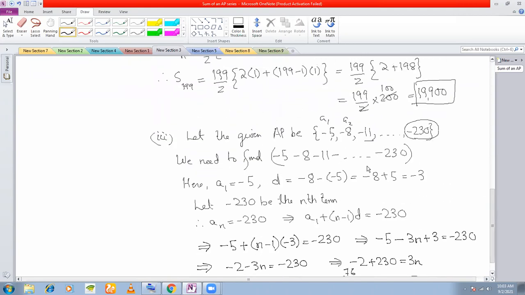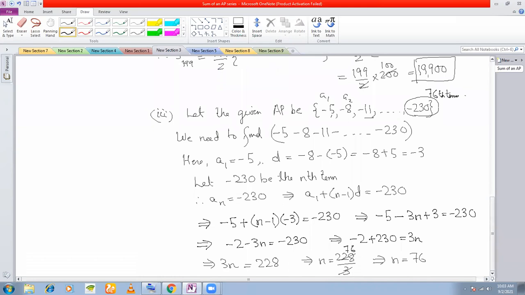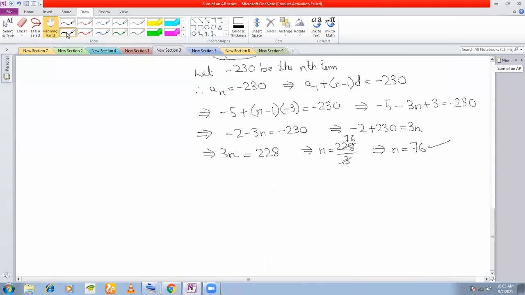So how many terms are we going to sum up here? We are going to sum up till 76 terms. So we know n is equal to 76. Now we can sum up because we know the first term, we know the common difference, and we know the value of n also, how many terms we are summing. 76. So therefore S76.